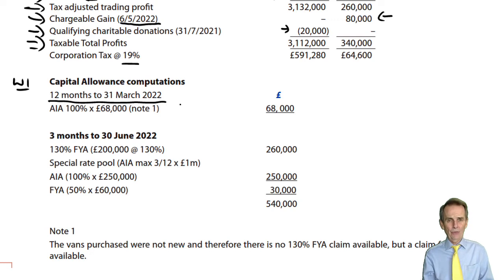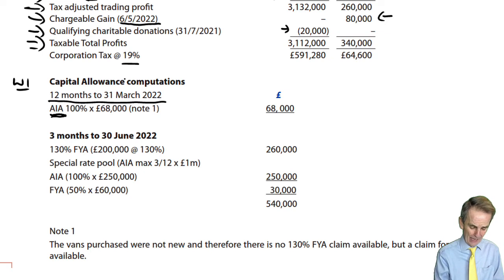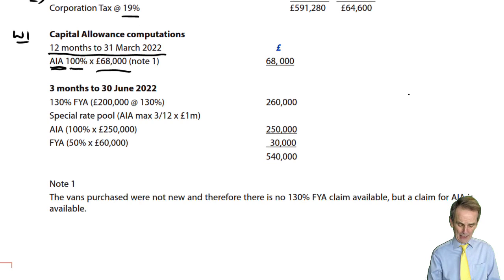They would also have ranked for the 130% super deduction, but for one problem. And what was that problem? They weren't new. They were second-hand. So because they're second-hand and not new, we don't get the 130% super deduction, but what we do get is our normal AIA, 100% of it, and obviously £68,000 there is not a problem in terms of an AIA limit of £1 million. Again, the vans purchased were not new, therefore there's no 130% FYA claim available, but we do get the claim for AIA.